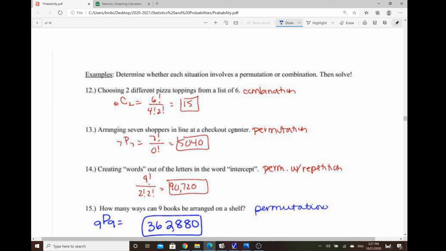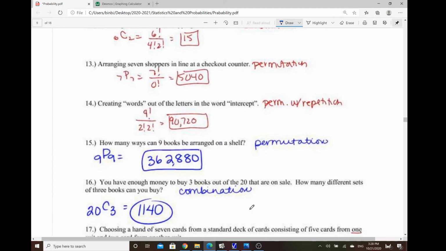So 7 pick 7. Creating words out of the letters in the word intercept. So this one is permutations with repetitions. In the word intercept, we do have 2 pairs of letters that are repeated. So 9 factorial over 2 factorial, 2 factorial. And how many ways can 9 books be arranged on a shelf? So 9 pick 9, permutations, arrangements for lining up the books.